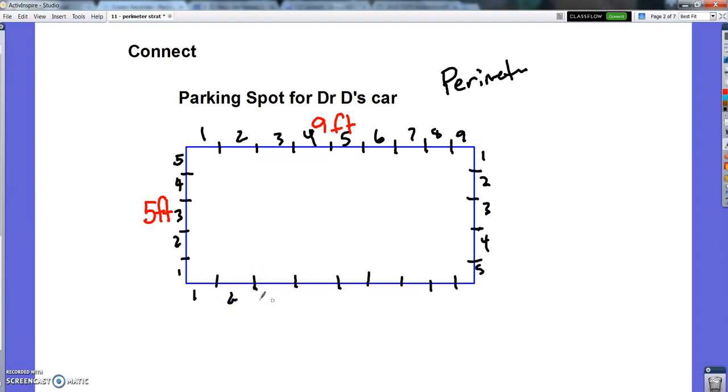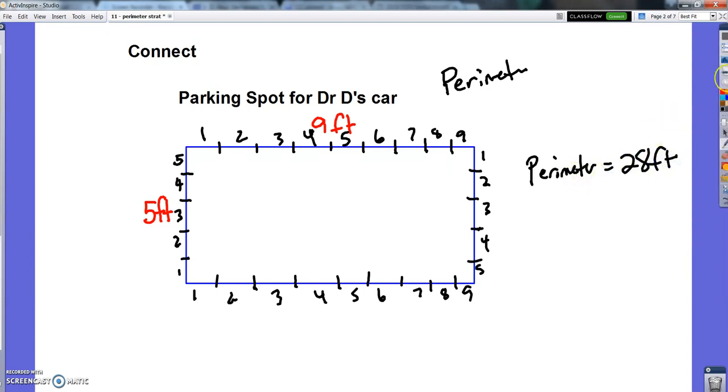And then we said, okay, now that I've partitioned it up, I can just count them. 1, 2, 3, 4, 5, 6, 7, 8, 9, 10, 11, 12, 13, 14, 15, 16, 17, 18, 19, 20, 21, 22, 23, 24, 25, 26, 27, 28. So the perimeter was 28 feet. I would need 28 feet of paint to make a perimeter around my parking spot.